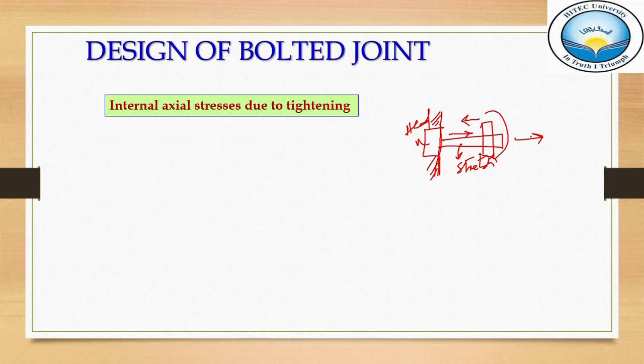So for the tightening, if your bolt diameter, this is the nominal diameter, is less than 18 mm, the standard says that the tightening load, called Pi, the internal axial load due to tightening, is written as 1420 times D, where D is the nominal diameter of the bolt in millimeters.